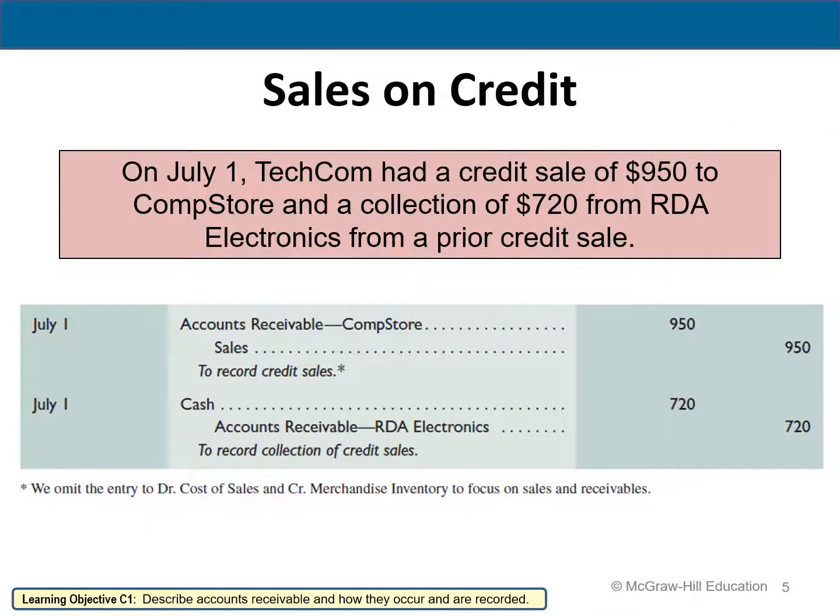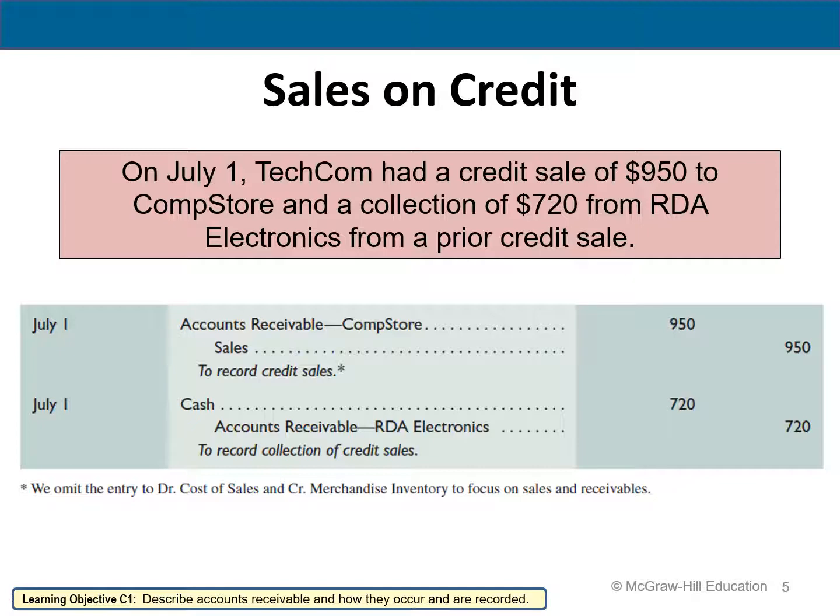All right, sales on credit. So let's assume that on July 1st, TechCom had a credit sale of $950 to CompStore and a collection of $720 from RDA Electronics from a prior credit sale. Credit sale, same thing as an account receivable.